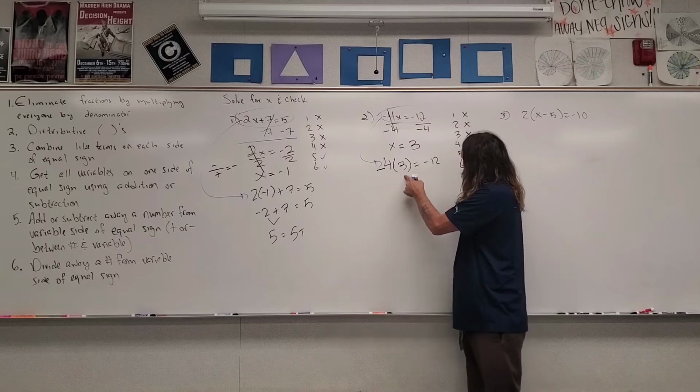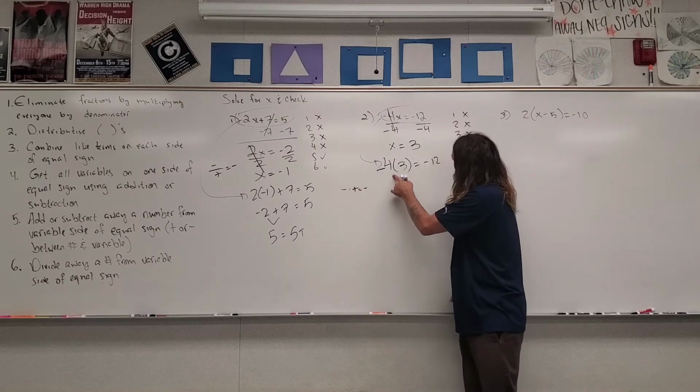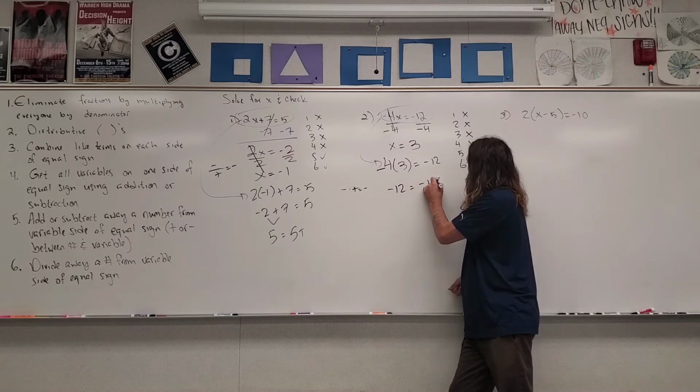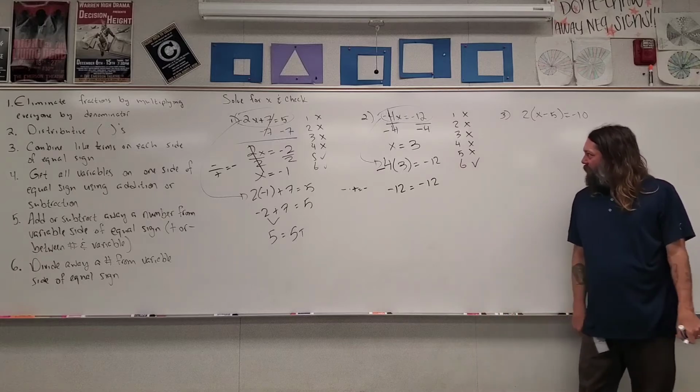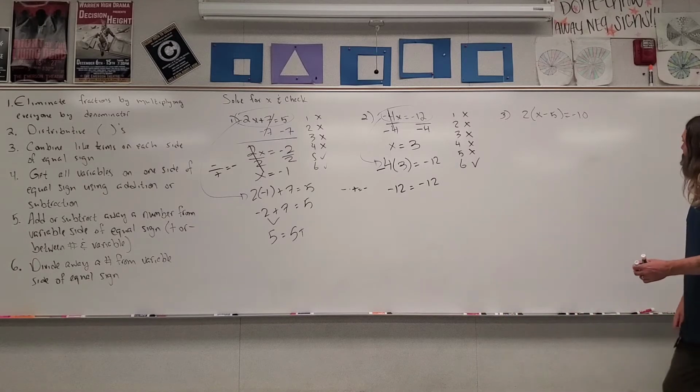I have a negative times a positive. Remember, a negative times a positive is a negative. Negative 4 times 3 is going to get me to negative 12 equals negative 12. So that's what I needed to see for problem number 2. All right, problem number 3.